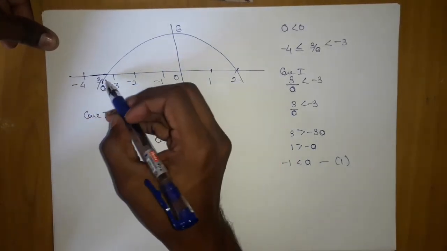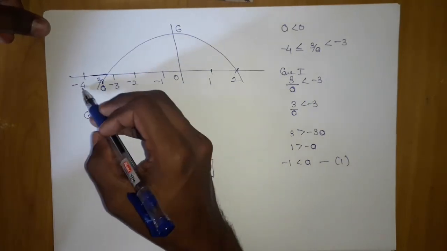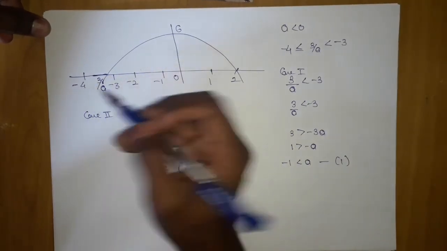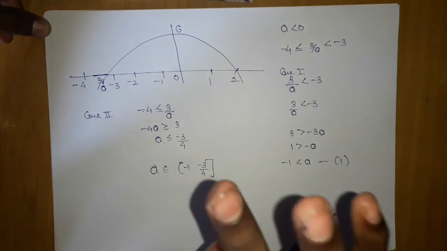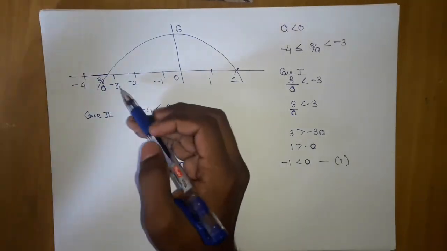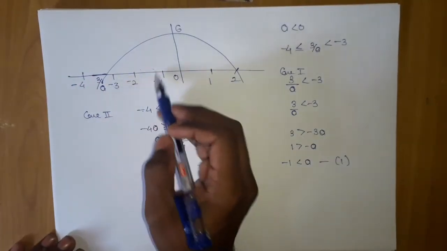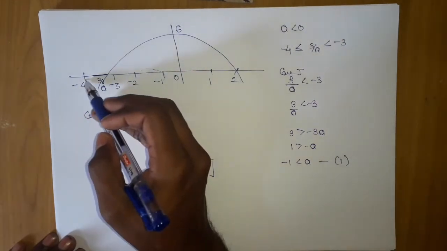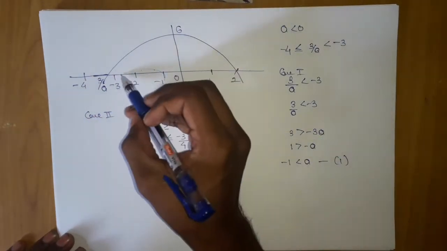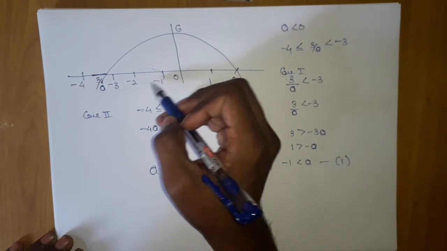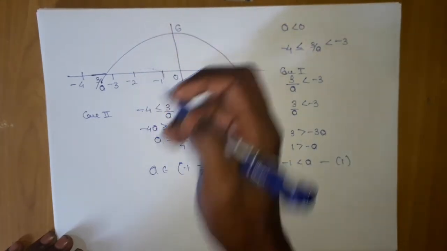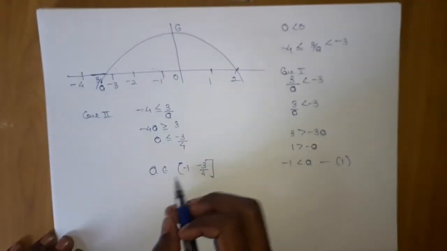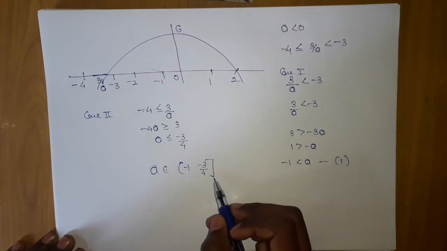So a belongs to -1 to -3 by 4. I have told you the reason why it can be greater than or equal to -4: there should be at least 3 distinct integral values. Even if it becomes -4, it will satisfy the condition that -3, -2 and -1 have positive values. So the 3 conditions are satisfied, and we get a belongs to -1 to -3 by 4.